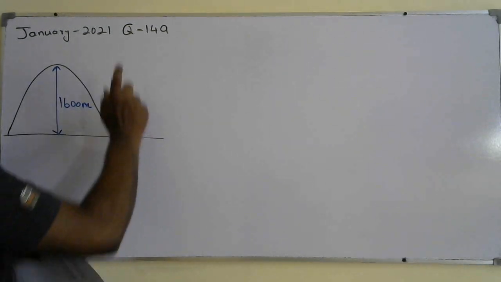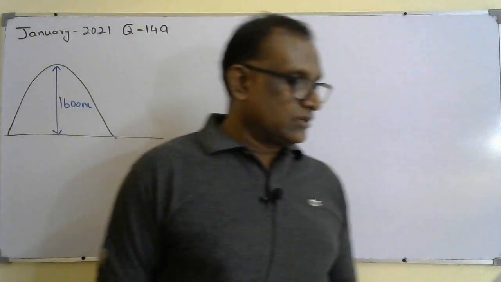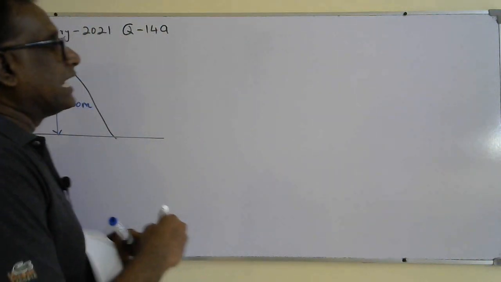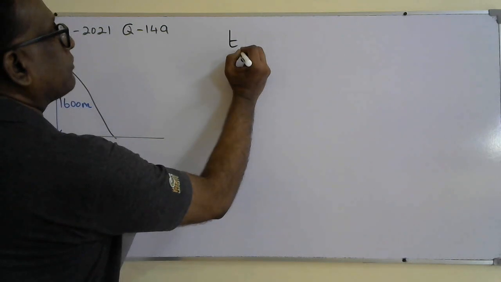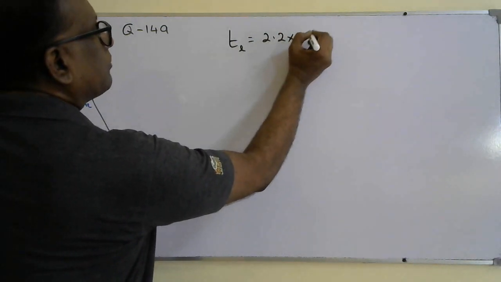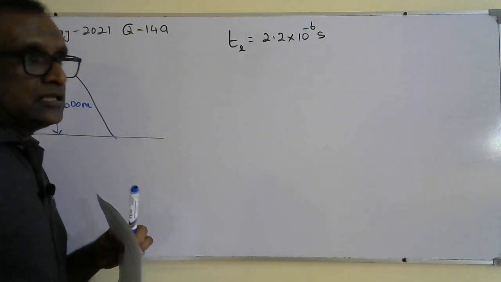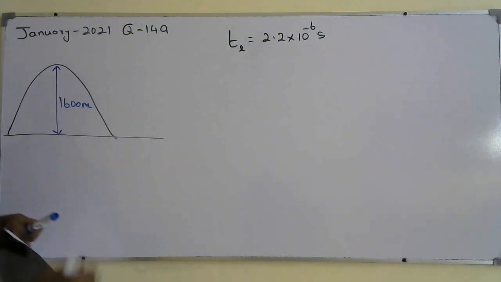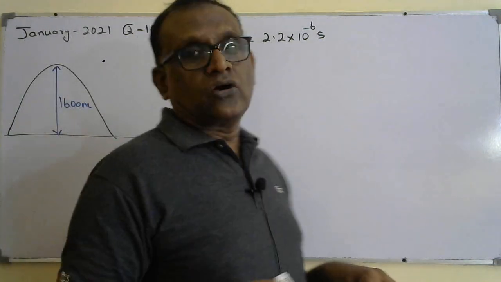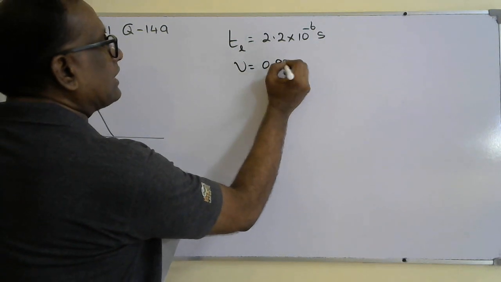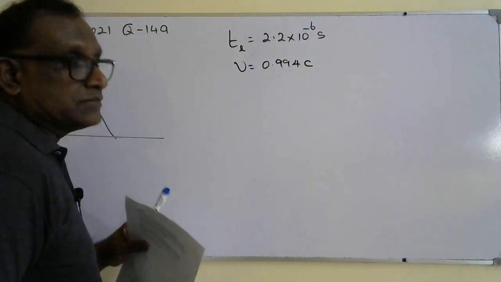Okay, so this January 2021 question is a 5-mark question. Before that, they are saying in that question the lifetime of the muon is 2.2 times 10 to the power minus 6 seconds. So imagine the muon is falling from the top of a mountain to the ground, moving down at a speed of 0.994 C.